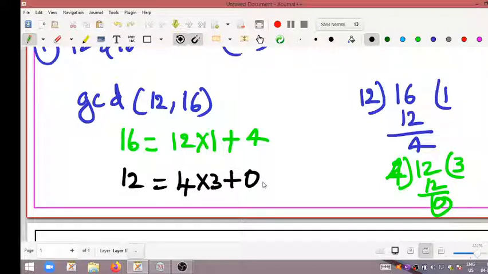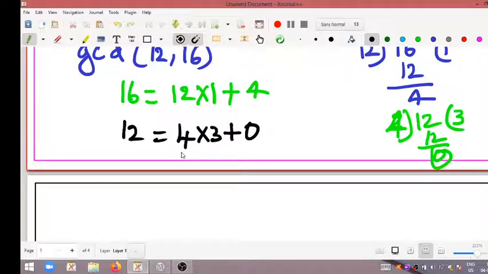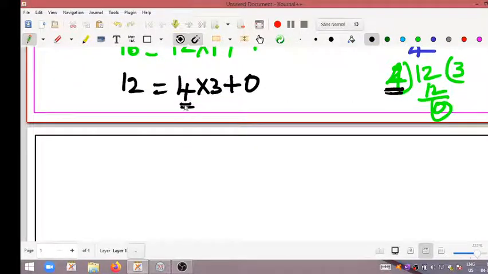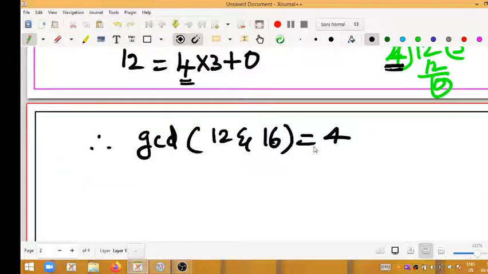We do this process up to remainder 0. The GCD is the last divisor where the remainder is 0. So here this 4 is the GCD. Therefore GCD of 12 and 16 is equal to 4. GCD is 4. Now, according to this formula, what is it?